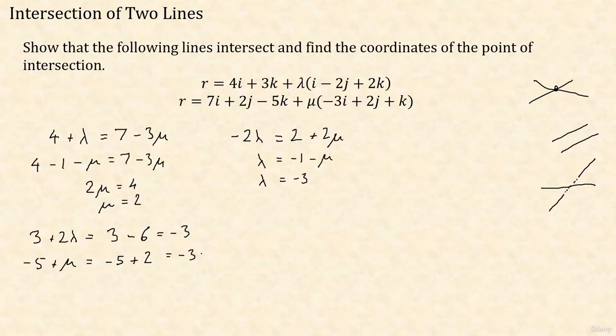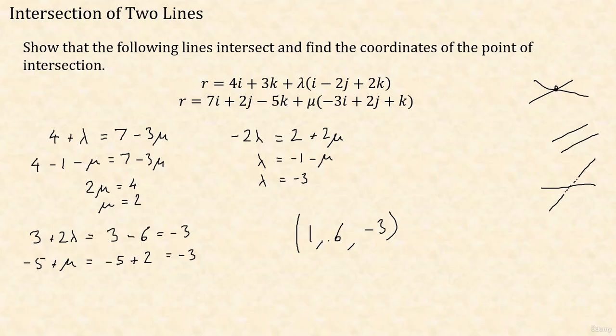To find their i-coordinate, I'm just going to sub my values back into, well, I can either sub lambda onto this side or mu on that side, I'll get the same answer. What we get is 4 plus negative 3, so that's 1. So my i-coordinate is going to be 1. My j-coordinate will be what I get over here, which is negative 2 lambda, so that's 6. And we've seen that the k-coordinate is negative 3. So 1, 6, negative 3, that is the point at which the two lines intersect.